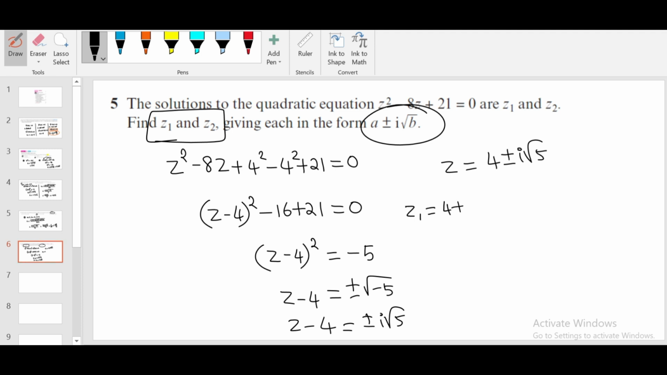z1 is 4 plus i root 5, z2 is 4 minus i root 5. Or you can swap them, doesn't matter. You can just put z1 as 4 minus i root 5, z2 as 4 plus i root 5, doesn't matter.